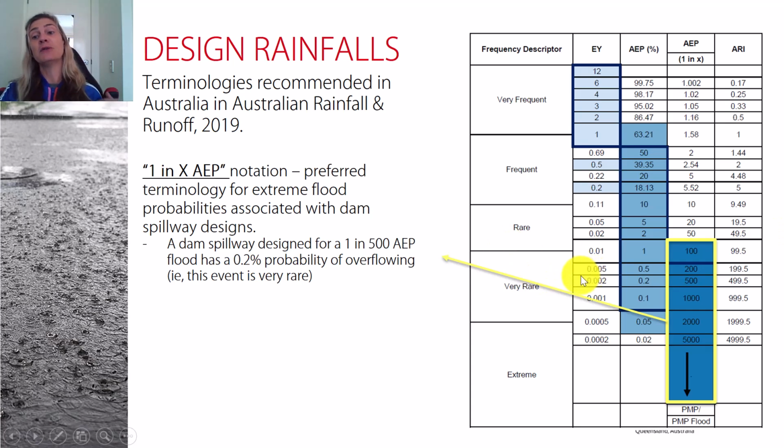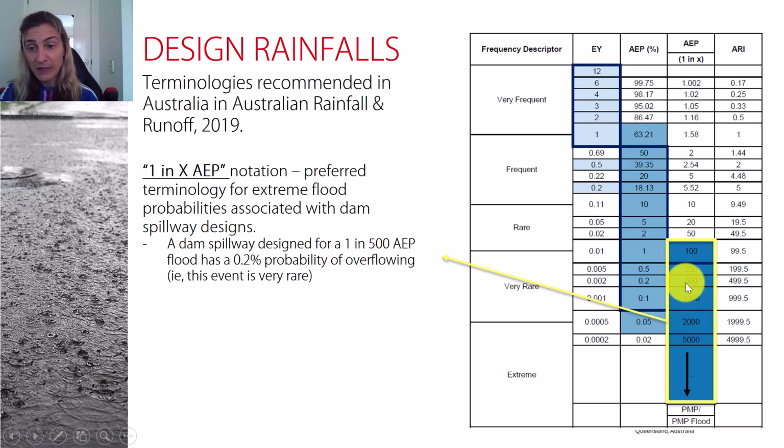When we move up to large extreme rainfall events, we start using another terminology, which is called the 1 in X AEP, in which X is the number of years. That's the preferred terminology for extreme flood probabilities associated with dam and spillway designs and bridge designs. For example, a dam spillway designed for a 1 in 500 AEP flood has only 0.2%.